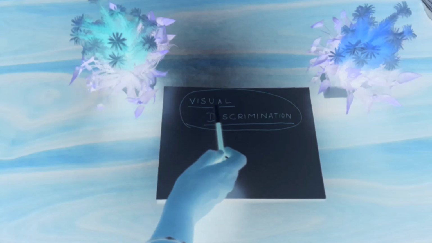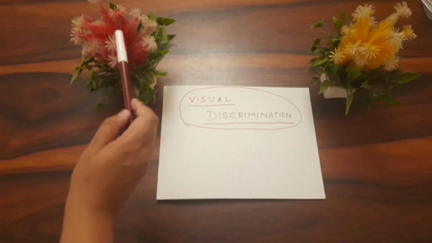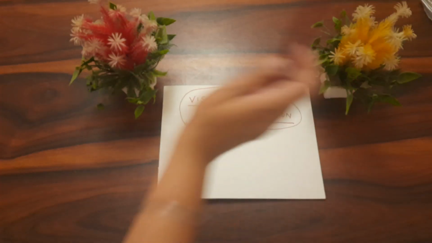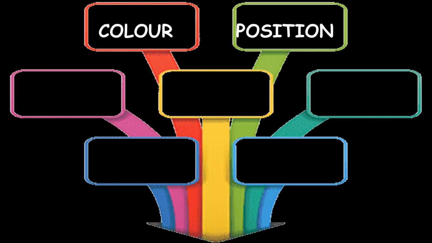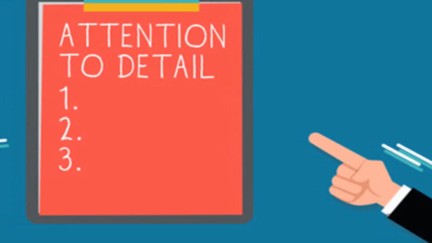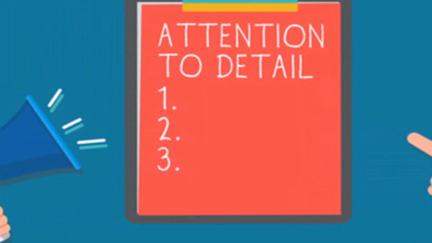Hello. Today we are going to talk about visual discrimination. It simply means when we are trying to differentiate between objects, telling them apart or whether they are same. So if you need to classify objects based on their color, position, form, texture, pattern, size or shape, it all comes under visual discrimination. So it helps us to pay attention to details in a picture or even in our surroundings.